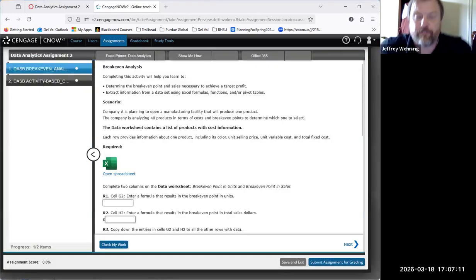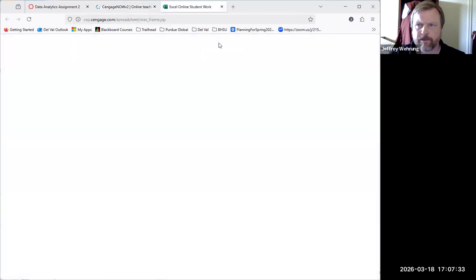I'm going to go quickly, so feel free to pause as we're going. So we'll start with the first one. First one is a break-even analysis. When we look at this, the data sheet contains a list of products with cost information. Each row provides information about one product, including its color, unit selling price, unit variable cost, and total fixed cost. Let's open this up and take a look.